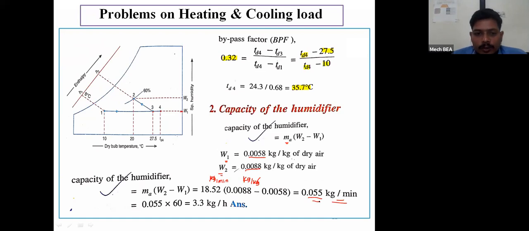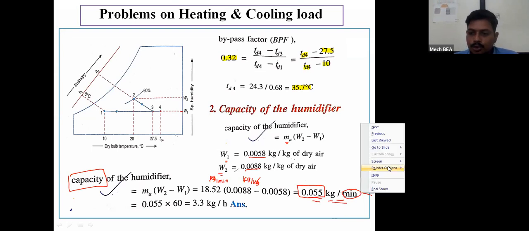That means how many kg of water vapor that humidifier is adding per minute inside that air. The capacity of humidifier is also known as the amount of water vapor added per minute. So what is the capacity of that humidifier? That humidifier can add 0.055 kg of water vapor per minute. So that is the capacity of that humidifier.